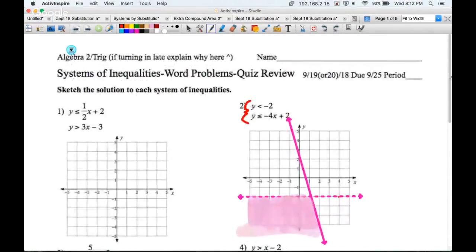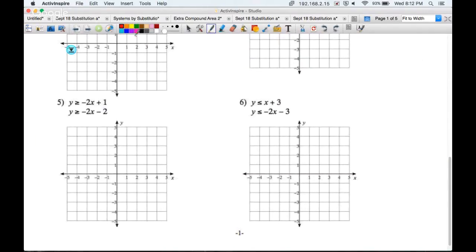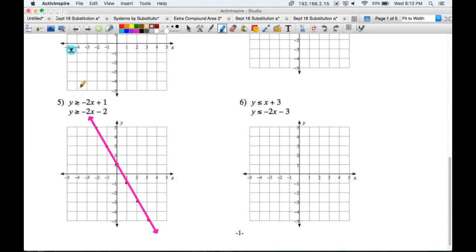All right, let's look at another one. Number 5 was causing some problems for people. Let's go ahead and graph both of these. One has a y-intercept of 1, a slope of -2. I need to connect those points with a solid line because it has the or equal to. And before I go to my next line, I shade for this line. So it is above this line, so I need to shade above this line.